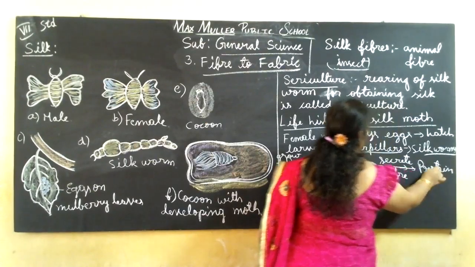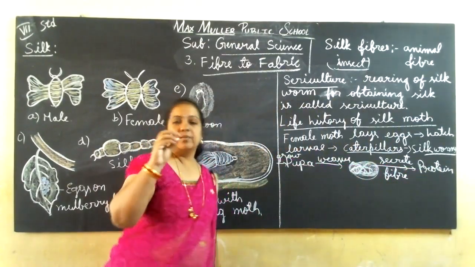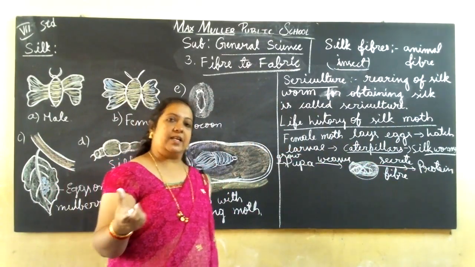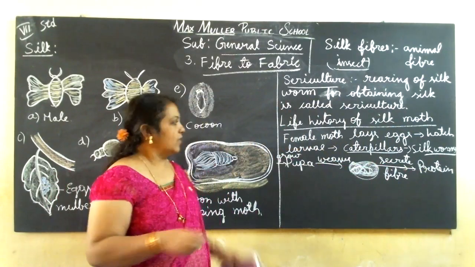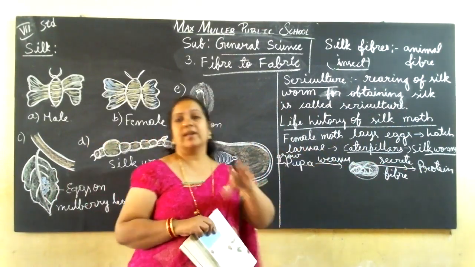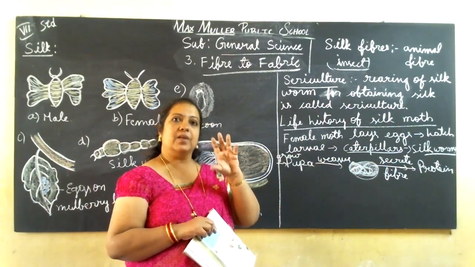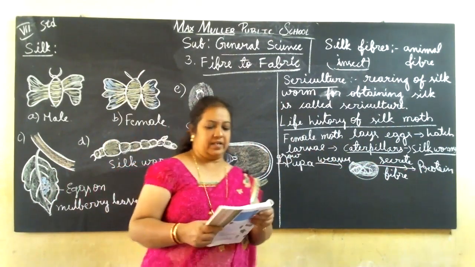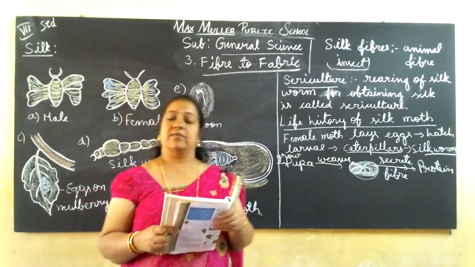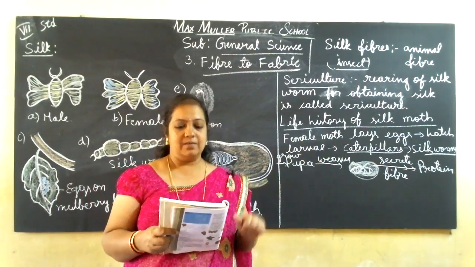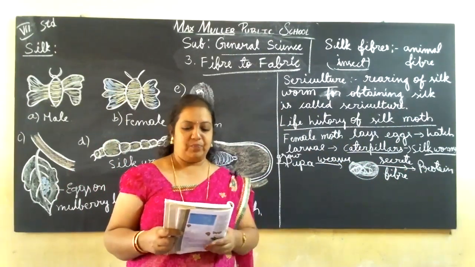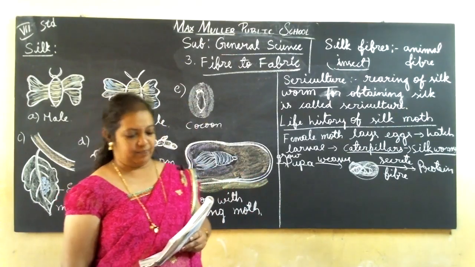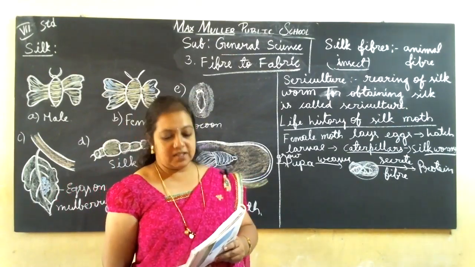When it is coming out, it is like mucus, a jelly-like thing. After secreting, it comes out. When it comes in contact with the air, then it will become rigid. Rigid means it becomes harder. Soon the caterpillar completely covers its body with the silk fiber and turns into a pupa.